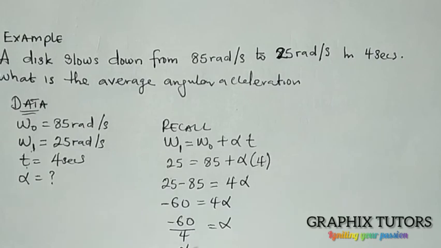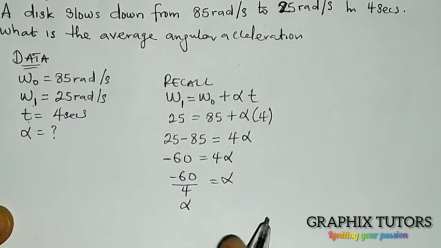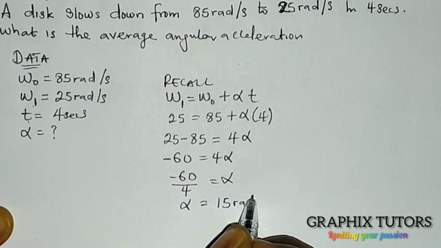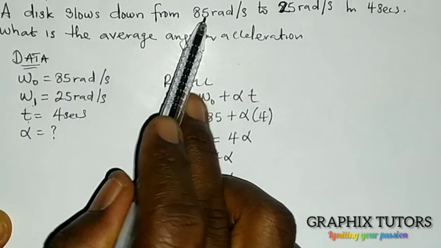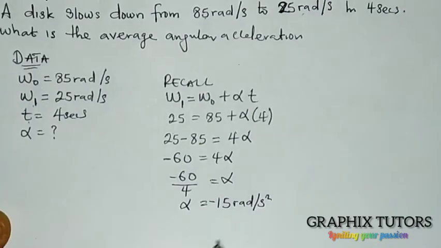And alpha equals minus 15 rad per second square. Angular acceleration is given in rad per second square, but there's a negative there. So the negative implies that it is decelerating, since it's moving from highest to lowest. This is how you apply some of these formulas.